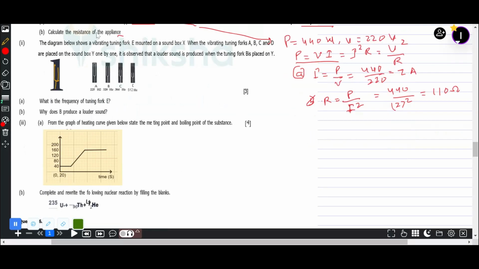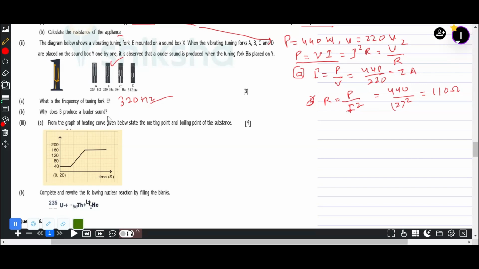Now next, the diagram below shows a vibrating tuning fork E mounted on sound box X. When the vibrating tuning forks A, B, C, and D are placed in the sound box Y one by one, it is observed that the louder sound is produced when the tuning fork B is placed on Y. So that means with this one, you get a very loud sound. That means this is resonating with the source fork. Okay. So what is the question? What is the frequency of tuning fork E? Tuning fork E possesses the same frequency as B, which is 320 Hertz. It resonates when you are at the same natural frequency.